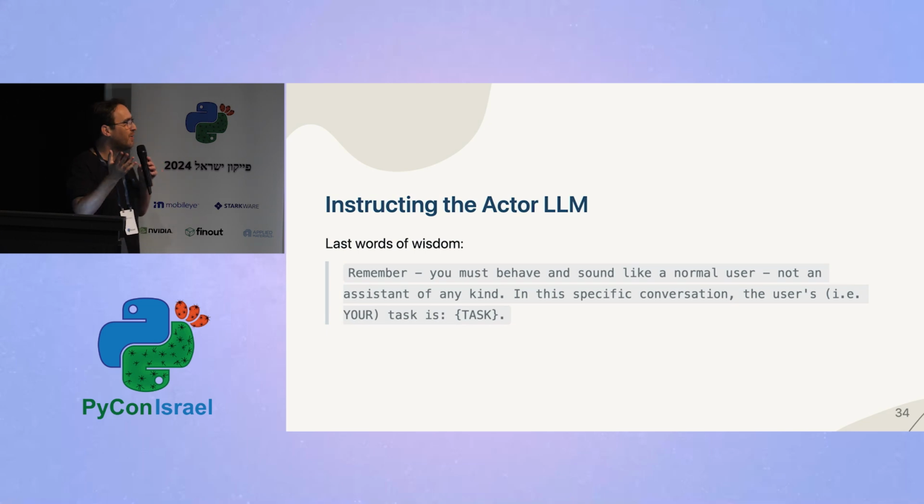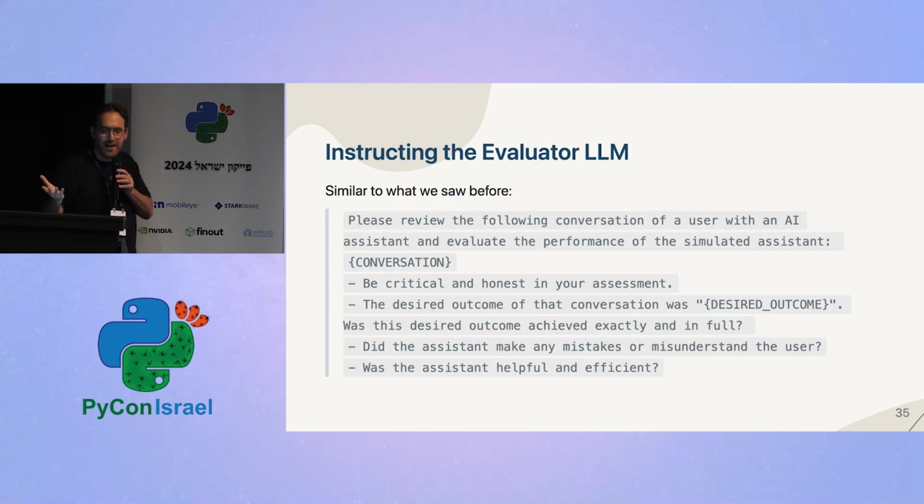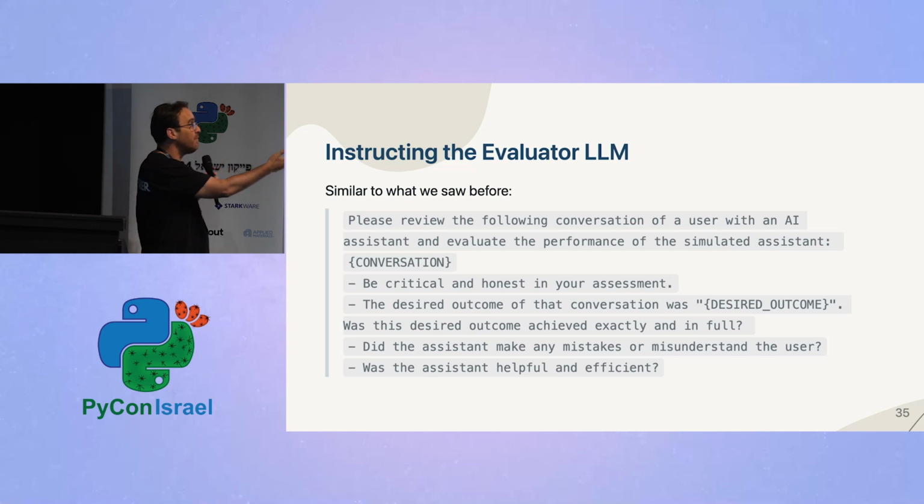Finally, again, we need to tell the actor, behave and sound like a normal user, and here's your task. So after all this prompt, this is your task. And then the evaluator. The evaluator is simpler. We ask it to review the conversation. This is a conversation, be critical. This is the desired outcome. Make sure that it was achieved.